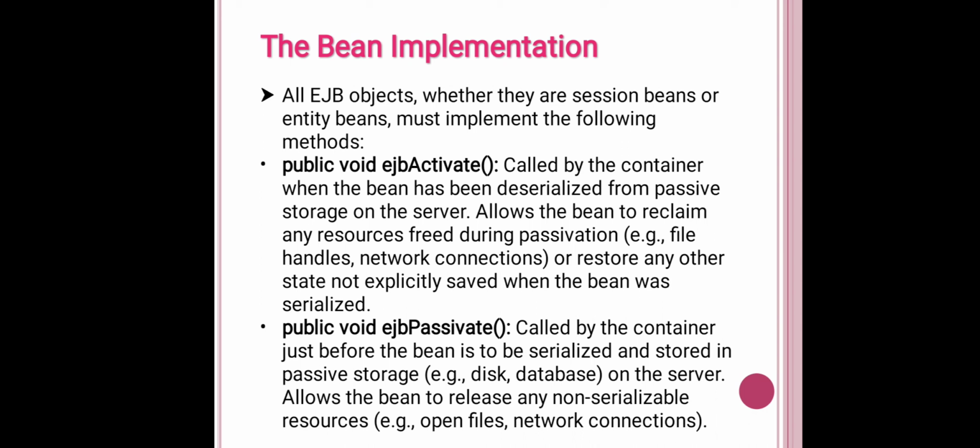Second method is public void ejbPassivate method. This method, called by the container just before the bean is to be serialized and stored in passive storage, for example, disk or database on the server, allows the bean to release any non-serializable resources, for example, open files, network connections, etc.